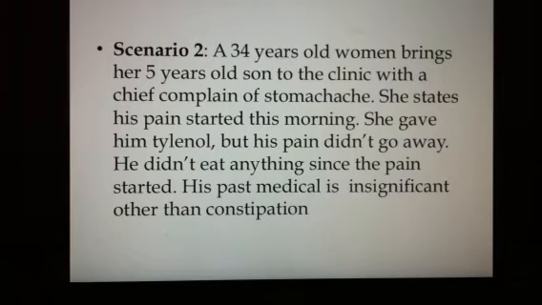Scenario number 2. In this kind of scenario, CCS expects you to go one step further than the history of the patient. They want you to do the physical exam, then get the clue to the diagnosis. For example, in this case, we can see a 5-year-old patient has a pain in the stomach, and the pain did not go away with Tylenol. But there's nothing in the history which pinpoints the diagnosis.